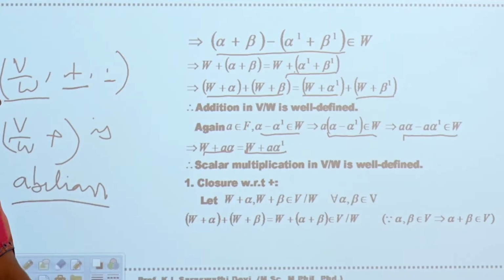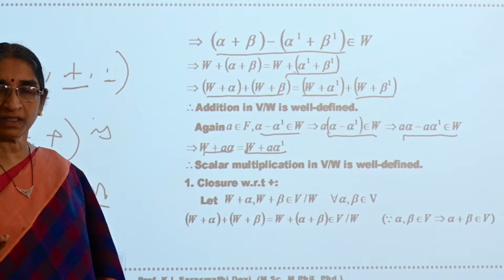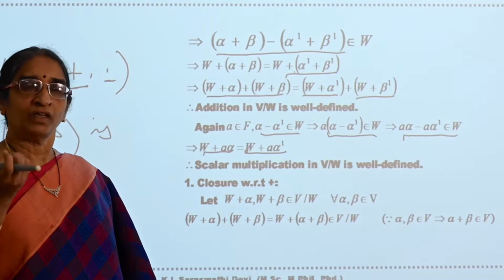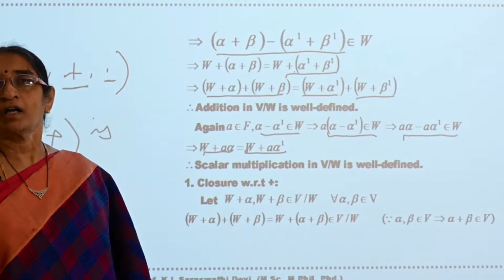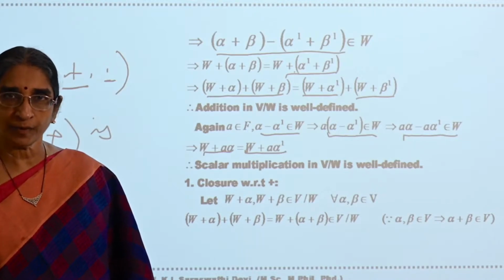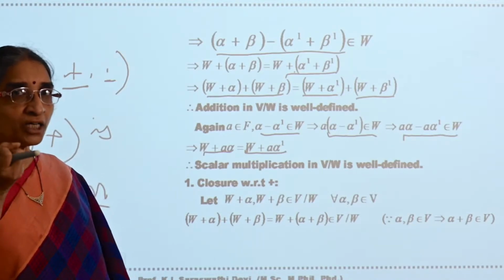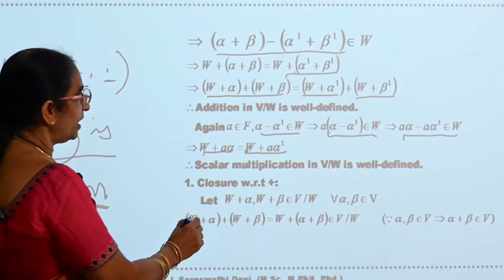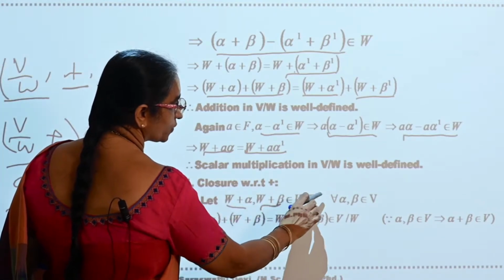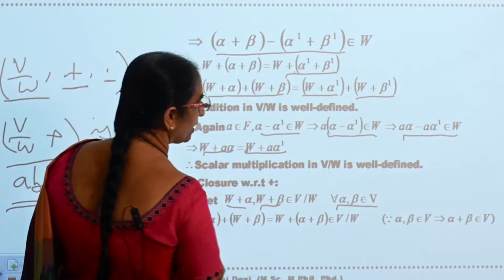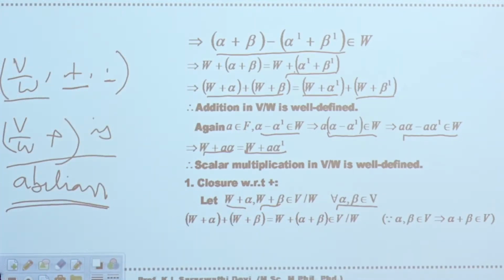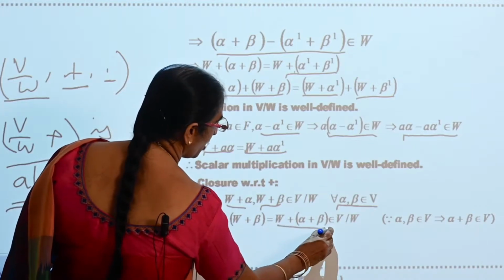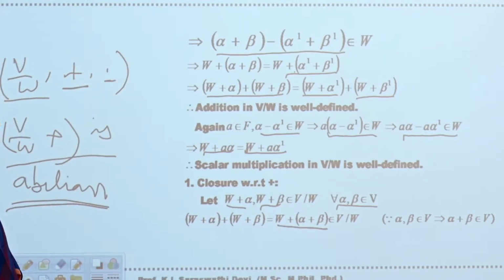In order to show that V by W is abelian, the closure property should be satisfied, associativity should be satisfied, there exists an additive identity, there should also exist an additive inverse, and commutativity should also be satisfied. If all these 5 properties are satisfied with respect to the defined vector addition, then we will say that V by W is abelian. Now see here, let W plus alpha, W plus beta belong to V by W for every alpha, beta belonging to V. Now how is the addition defined? W plus alpha plus W plus beta is equal to W plus alpha plus beta, which belongs to V by W.